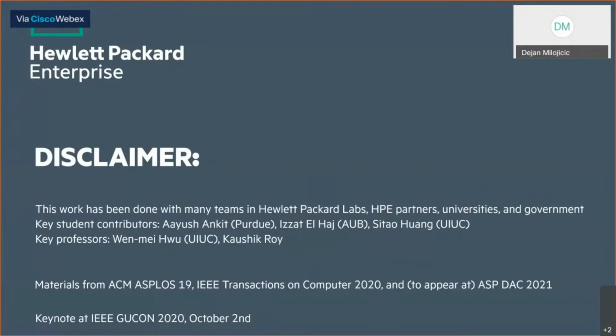Also, these three phases have been published at some premier conferences and journals. ACM ASPLOS last year, Transactions on Computers actually appeared. This is incorrect, it appeared in August, and then ASP-DAC is to appear next year.